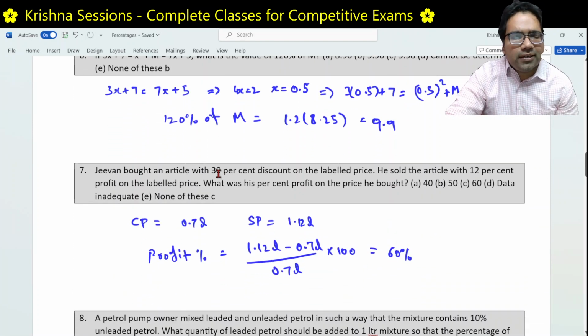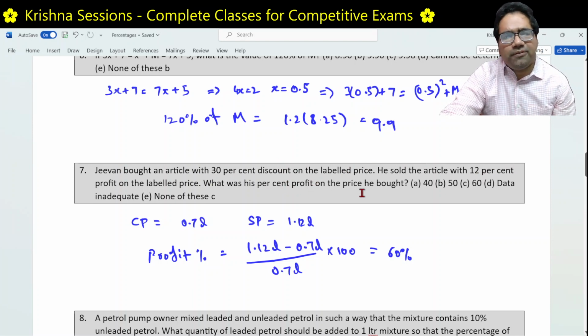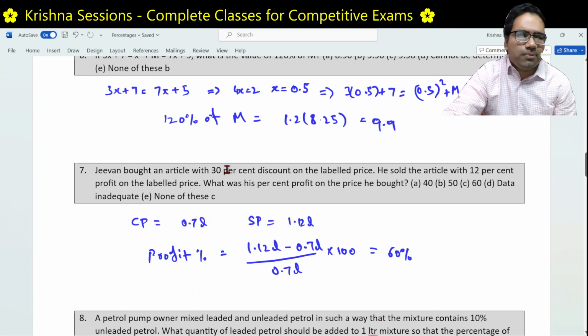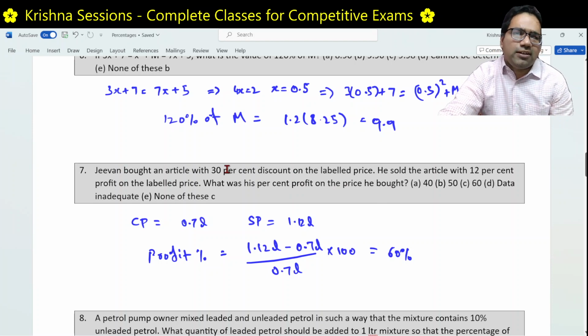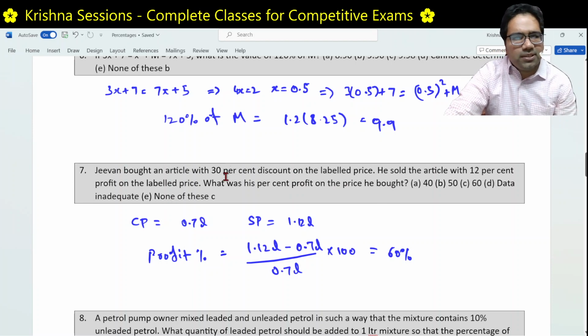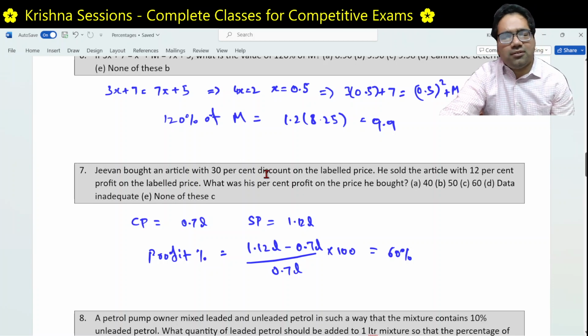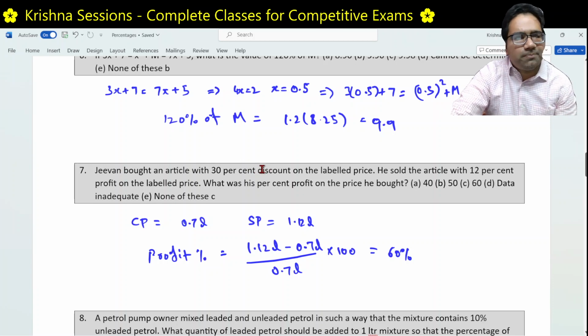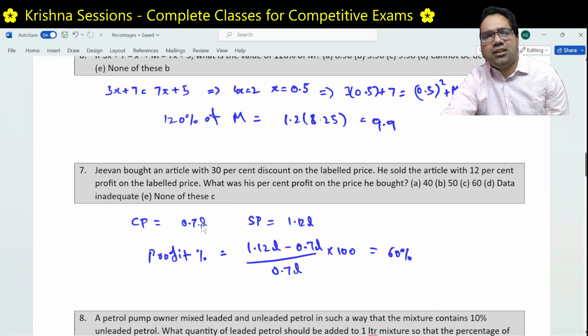G1 bought an article with 30% discount on the labeled price. He sold the article with 12% profit on the labeled price. What was his profit percent? Percentage profit on the price he bought. Labeled price is what? We don't know, but it doesn't matter. What is the cost price? Cost price is 30% discount, that means he paid 70% of the label price. That means cost price is equal to 0.7 into L. L is the label price.